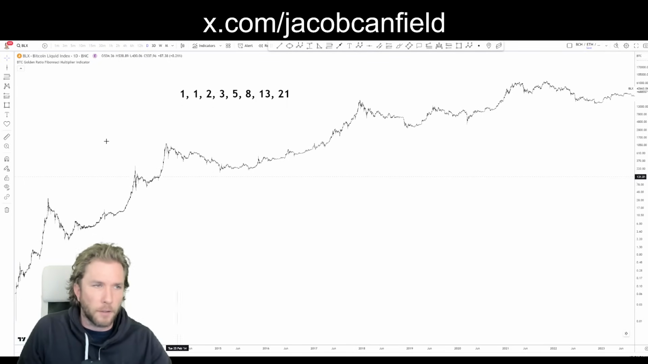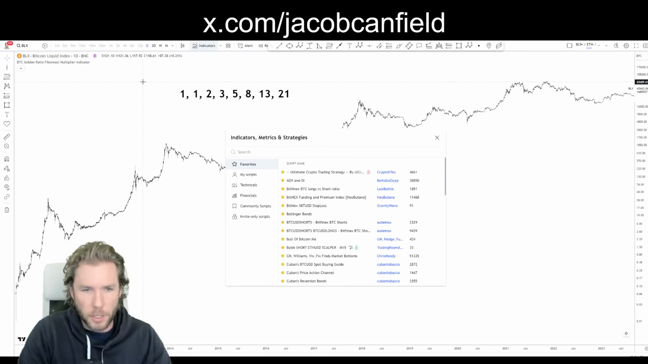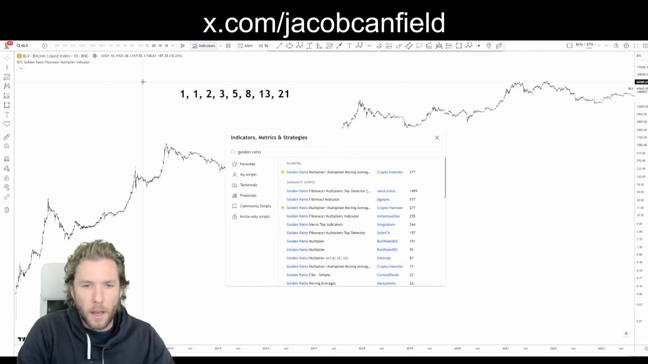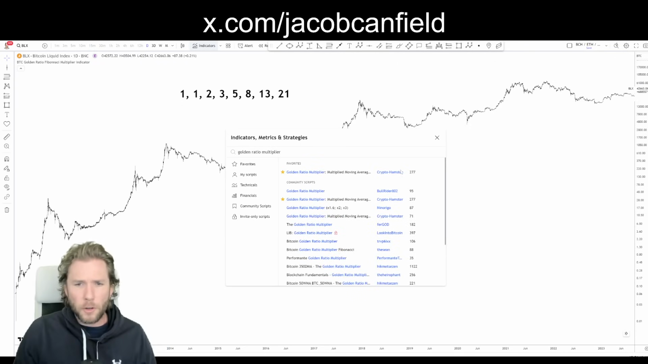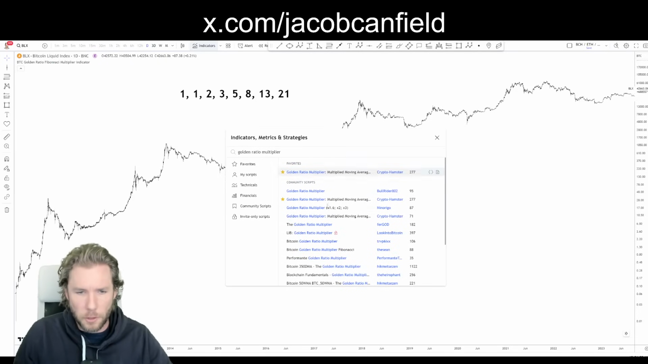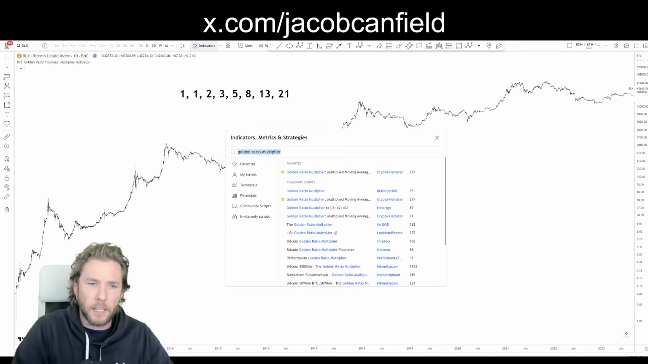and also the indicators around them. So on this, when you push the slash mark, it brings up our indicators, and then you just type Golden Ratio Multiplier. Now, there are a few. The crypto hamster one has been up there for quite some time. What we're looking for is BTC Golden Ratio Fibonacci Multiplier. So it might go down a little bit, and I'm going to explain why we're using this one.